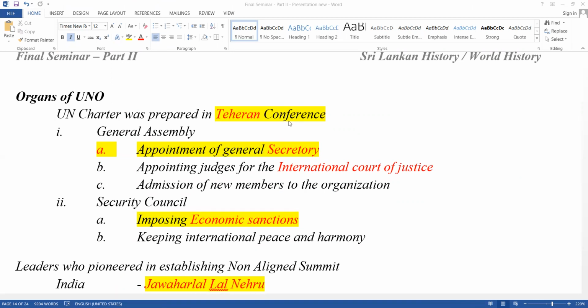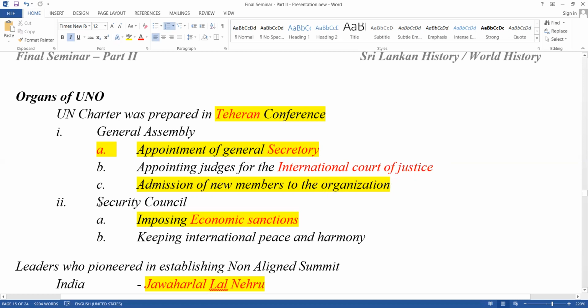After that, USA, Great Britain, and Russia became enemies. USA and Great Britain came to one side and Russia came to another side. After this formation, there are six main organs of UNO. The main one is the General Assembly. I am discussing only two because the exam asks only two. The General Assembly includes all the members of UNO. Their task is the appointment of the General Secretary and admission of new members to the organization. If any new country is admitted, they have to admit.